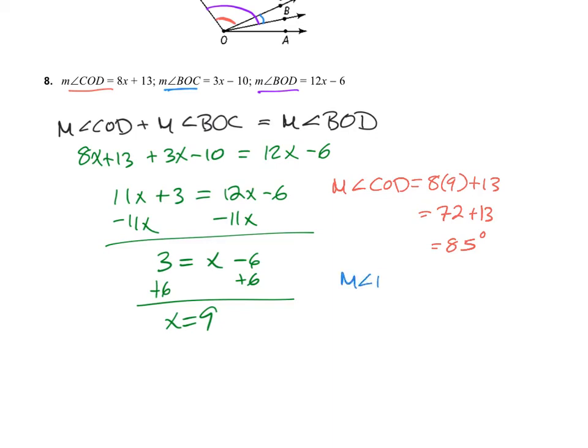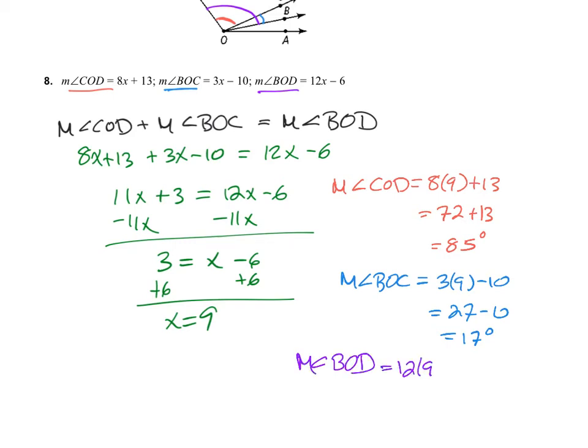Angle BOC equals 3 times 9 minus 10. So this is 27 minus 10 equals 17. And the last one, angle BOD equals 12 times 9 minus 6. So this is 108 minus 6, which is 102. And again, if I add 17 plus 85, that's 102.